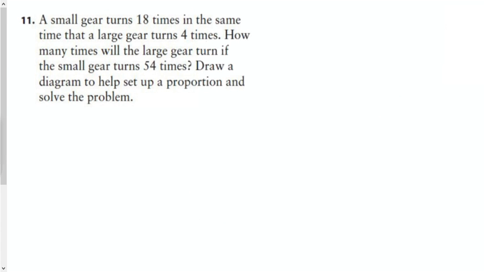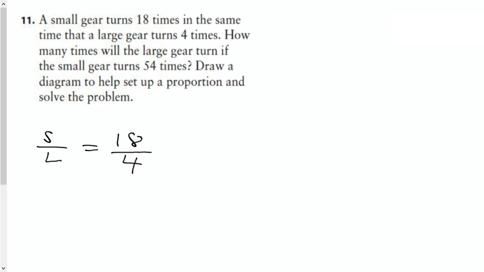Question 11 says a small gear turns 18 times in the same time that a large gear turns 4 times. So how many times will the large gear turn if a small gear turns 54 times? It says draw a diagram to help set up the proportion. Well, I'm not going to draw a diagram, but I am going to determine small and large. I'm going to put S over L. The first thing you should have on your paper is what the first number of my ratio is going to represent. So a small gear turns 18 times and the large gear will turn 4. That 18 to 4 is a ratio, not a rate, because it's comparing the turning of gears.